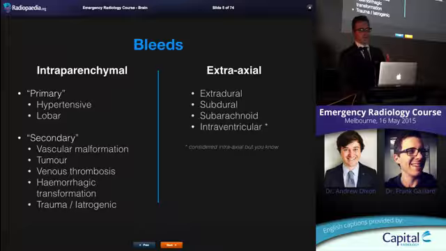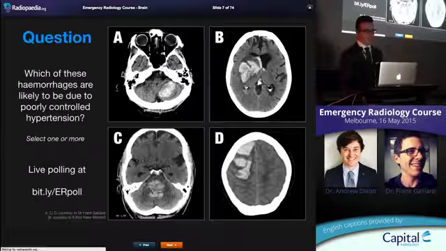An extraaxial is divided according to which compartment in the brain it occurs, and we're going to work our way from superficial to deep through extradural, subdural, subarachnoid, and then intraventricular, which no one can seem to agree on whether it's intraaxial or extraaxial, or whether it's a compartment on its own. But it's really continuous with subarachnoid, so we're only going to touch upon it where it's involved.